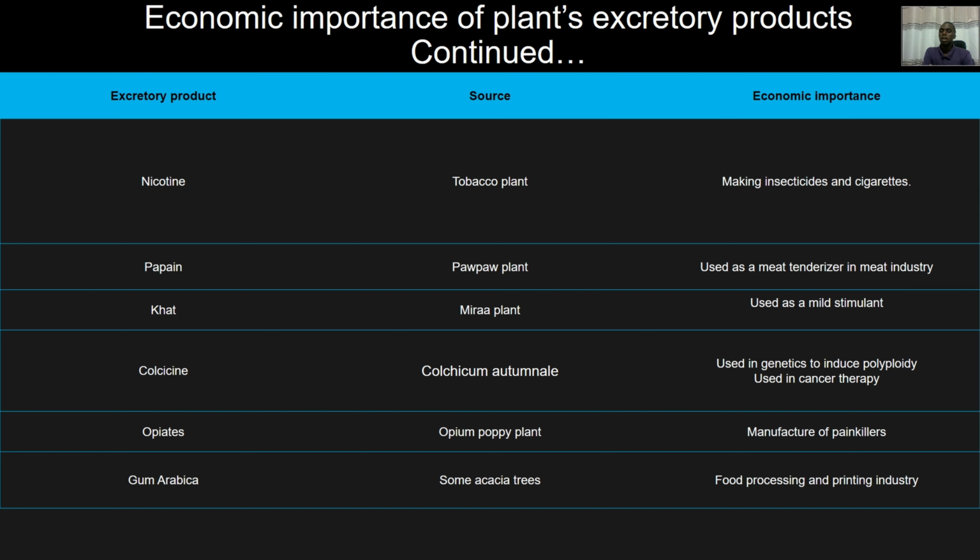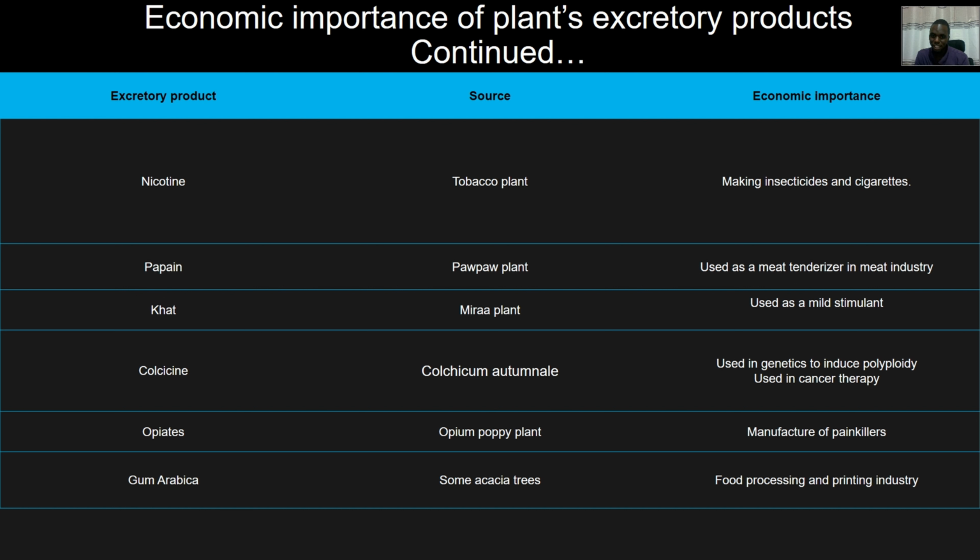We have khat, which is obtained in the mira plant and this is a mild stimulant. Also, long distance drivers use khat to prevent sleep. This is a process called insomnia. So it causes them not to sleep so that they can be able to endure that long distance night driving. We have colchicine, which is obtained in this plant called colchicum.